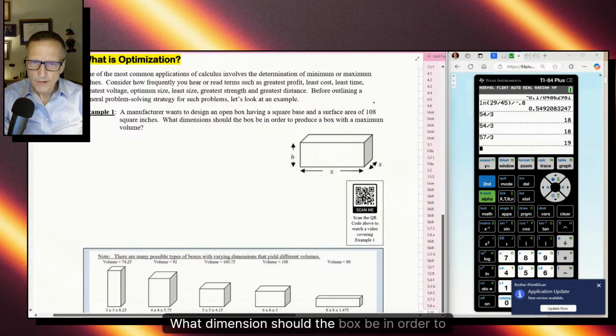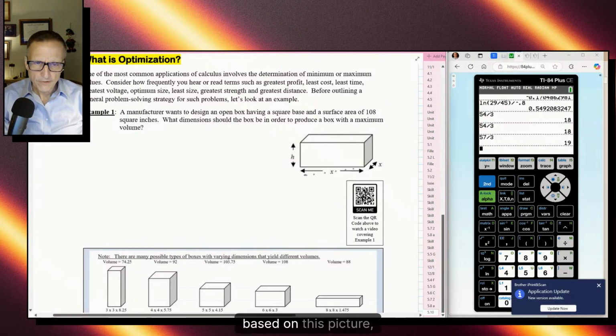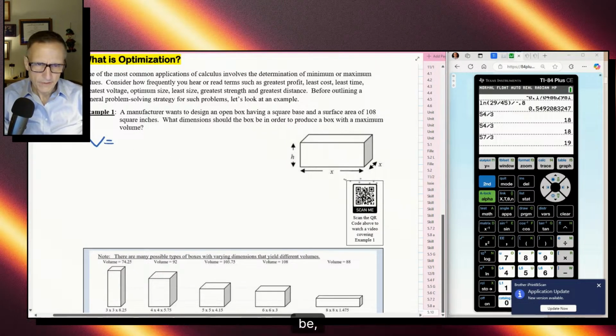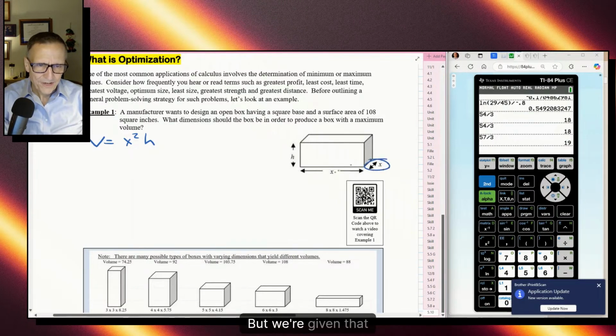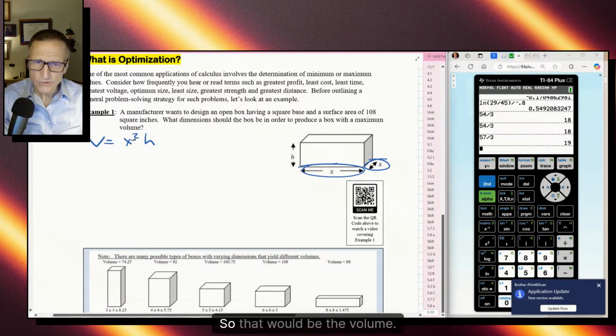What dimension should the box be in order to produce a box with a maximum volume? Well, based on this picture, we know that the volume of that box is going to be length times width times height, which would be x squared times h, because the bottom is supposed to be a square. So this doesn't look like a square, but we're given that the base is supposed to be a square. So it's x by x. So that would be the volume.